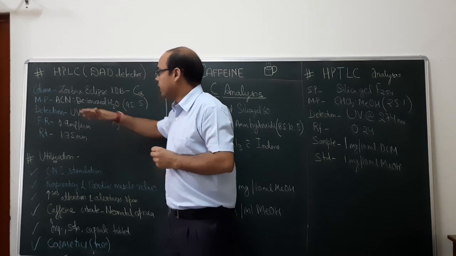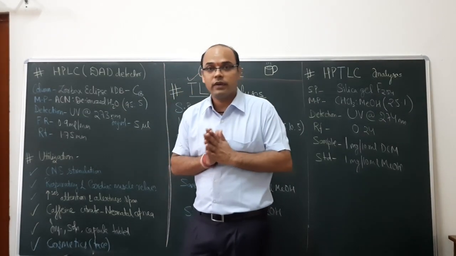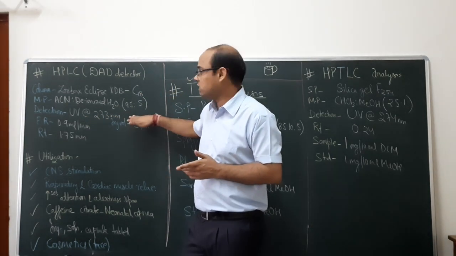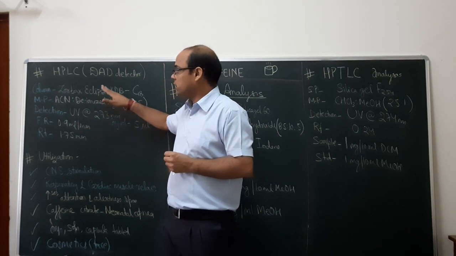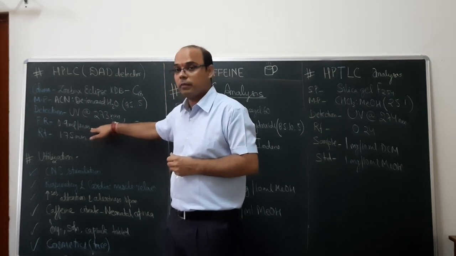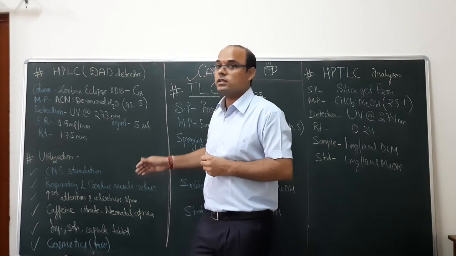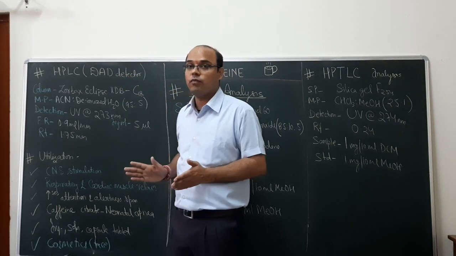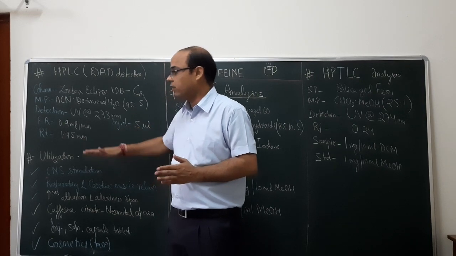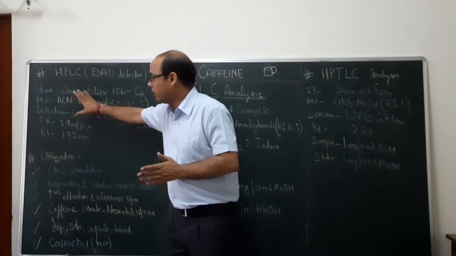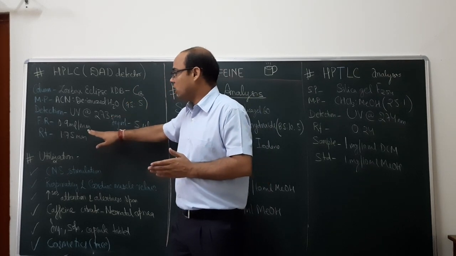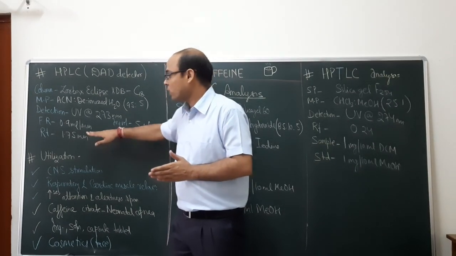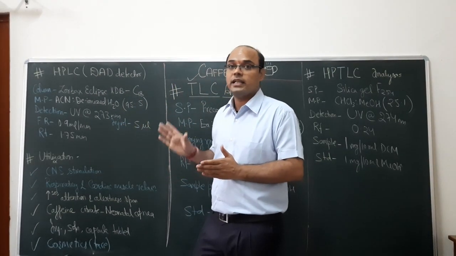Mobile phase we have used is acetonitrile and deionized water in the ratio of 95:5. The detection was done at 273 nanometers. Flow rate in the column was maintained at 0.9 ml per minute, and the injected volume in the column is 5 microliters, and the retention time we observe in the chromatogram for caffeine is 1.75 minutes. So if you maintain all these conditions, you can get the peak of caffeine at 1.75 minutes. So this is all about the isolation part and the analysis part.